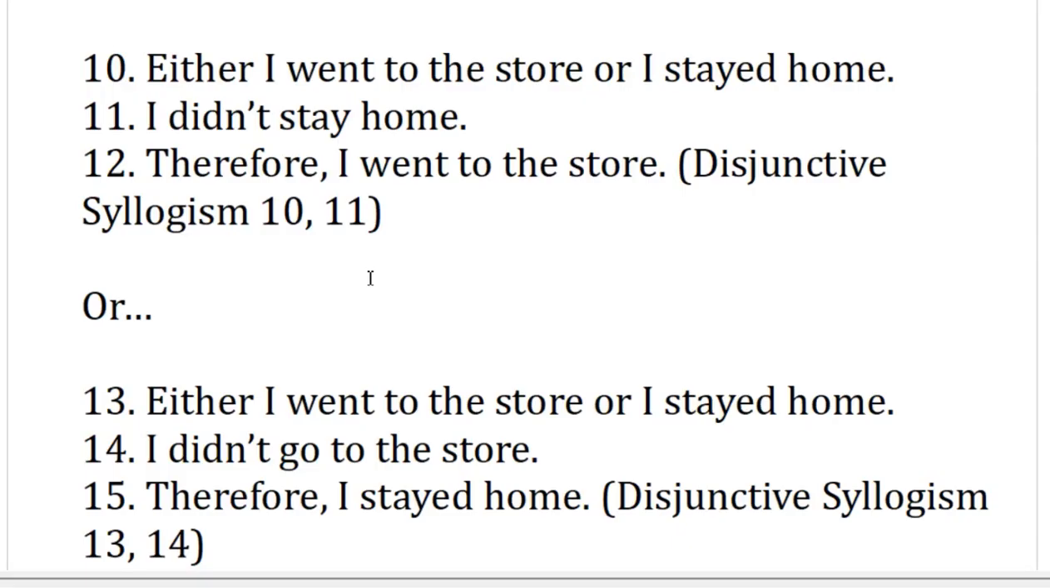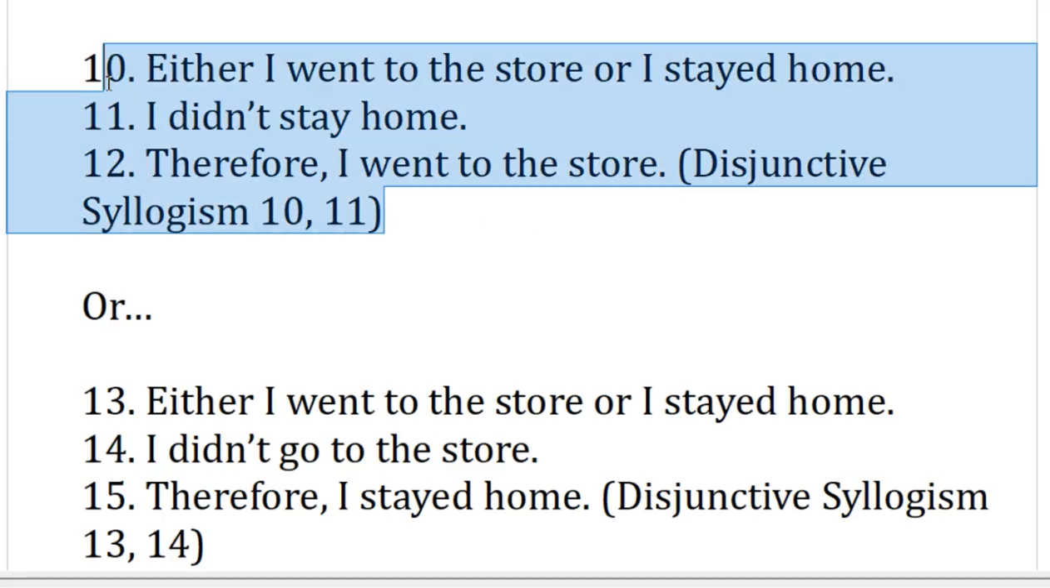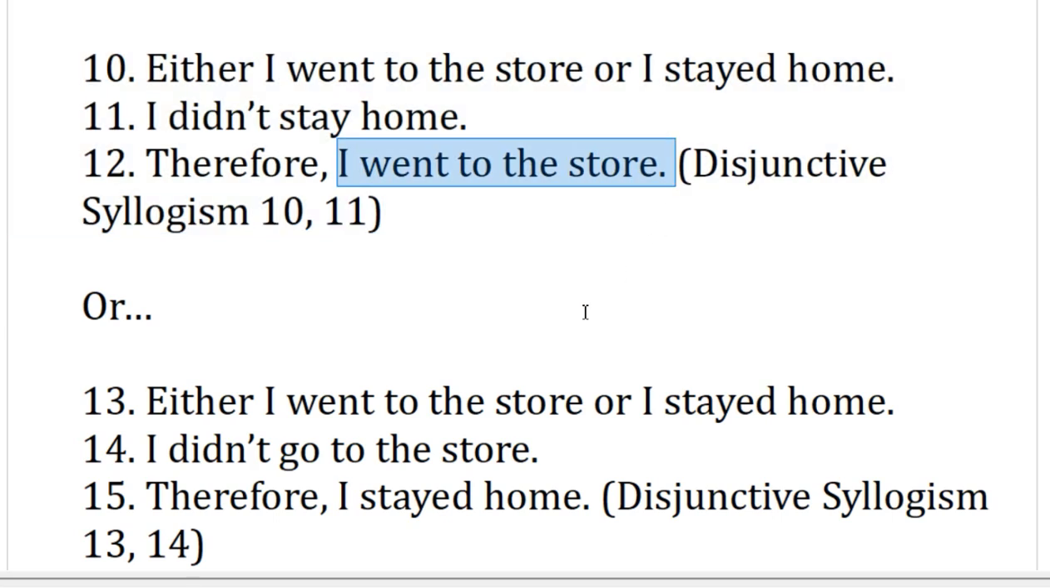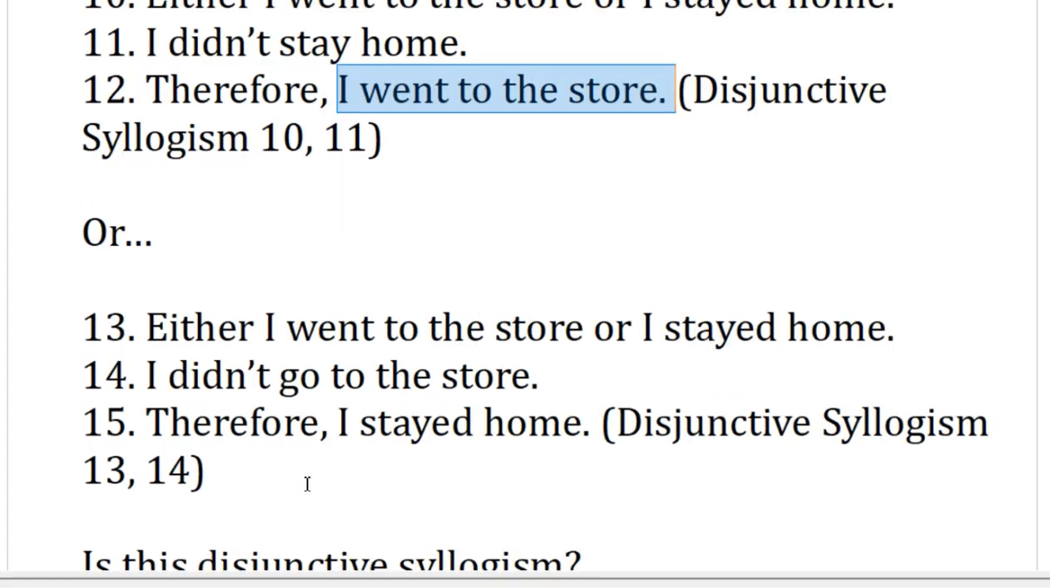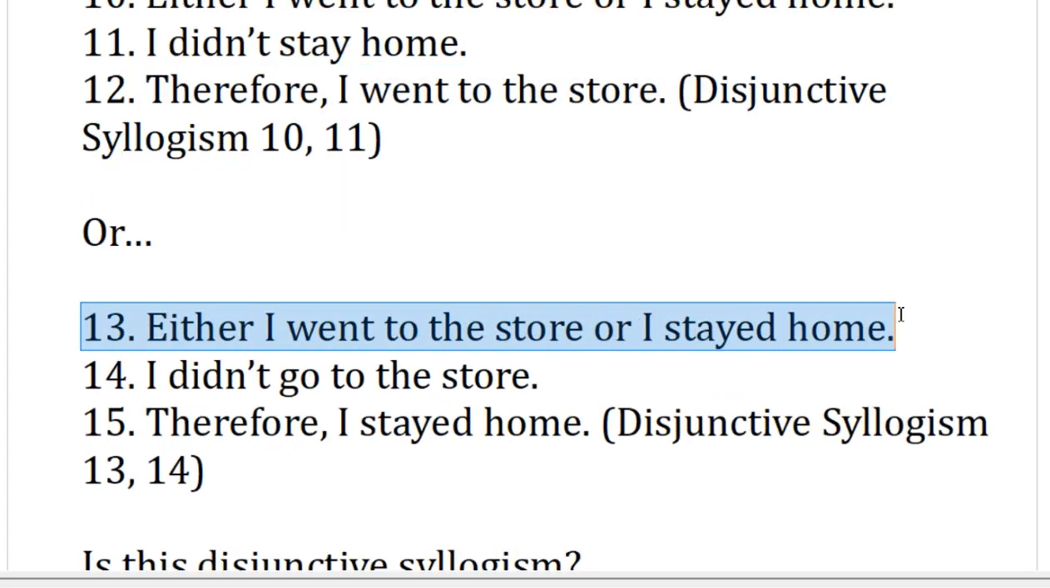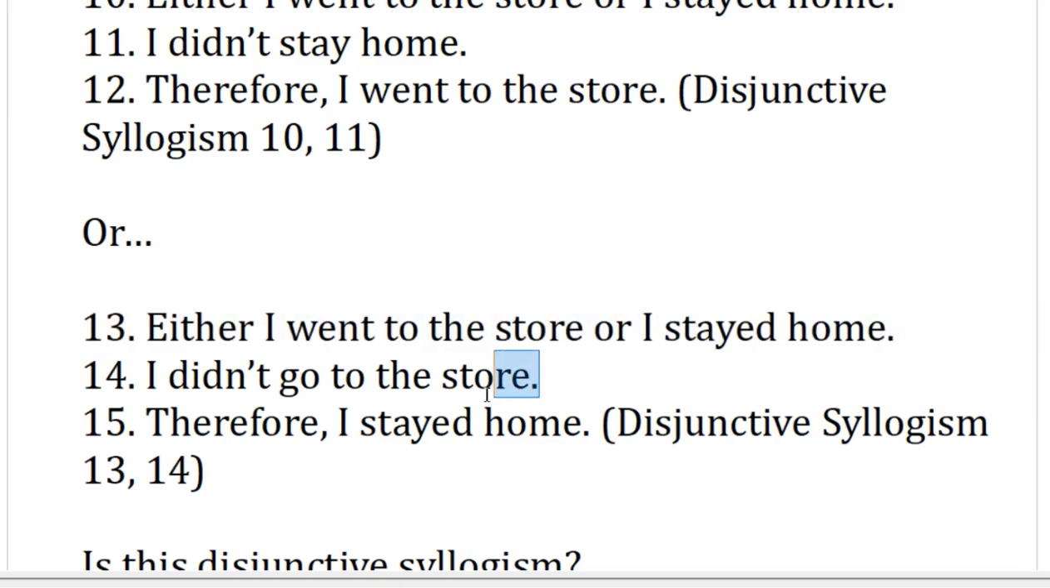So here are examples of knocking either the A or the B out of the way. Here's the first one. Either I went to the store or I stayed home, but I didn't stay home. I'm knocking that one out of the way, so the only one I'm left over with is I went to the store. But you could go the other way. Either I went to the store or I stayed home. But I didn't go to the store. I'm knocking that one out of the way. So the one that I'm left with is that I stayed home.